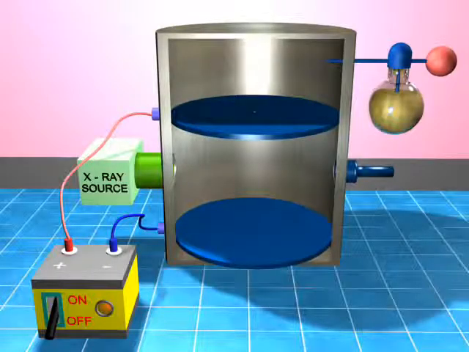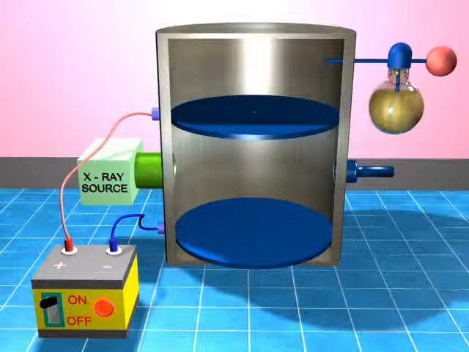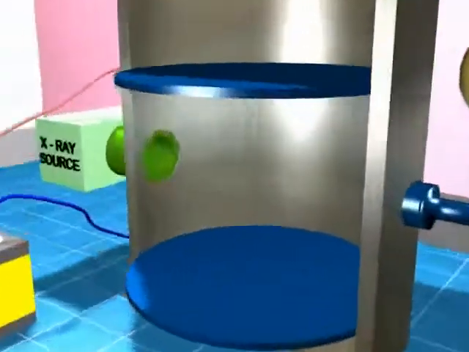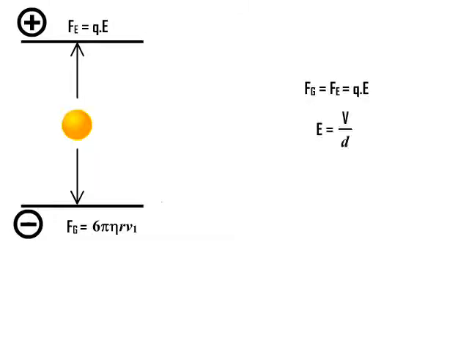Now the voltage is applied between the two plates. The top plate is connected to the positive terminal, and the force due to the electric field, Fe equals Q into E, acts upwards on the oil drop, where Q is the charge on the oil drop and E is the magnitude of the electric field. This force can do two things. Number one, it may stop the motion of the oil drop. In that case, Fg equals Fe equals Q into E.